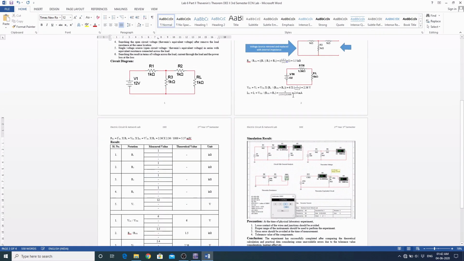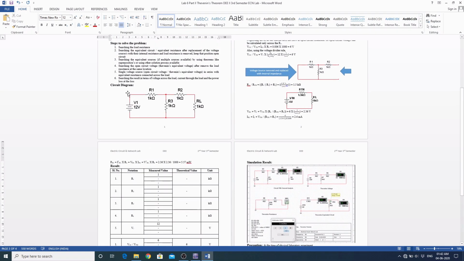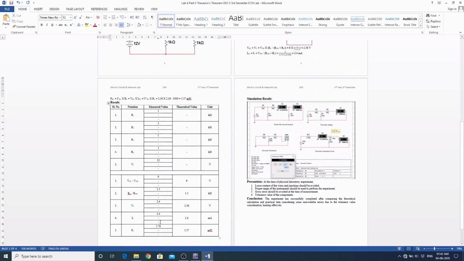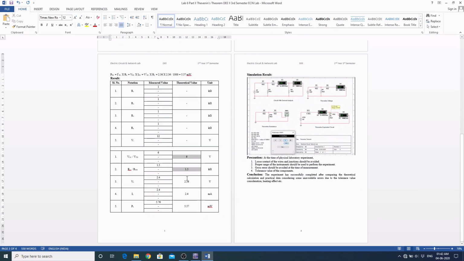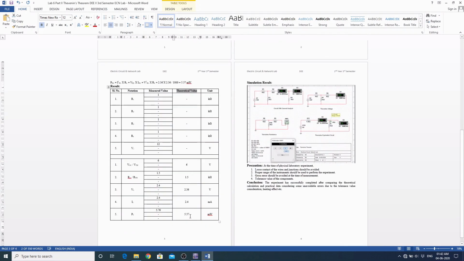Whatever values I have found out are noted over here. This was the value of R1, R2, R3, RL and V1, whatever is available in our question, so it is already noted down, and the calculated values are noted over here. It is marked in this column as theoretical value. Whatever theoretical values I got from this calculation, I put over here, and this is the measured values. If you perform the experiment in the laboratory on the physical kits, then you have to take the readings by using multimeters, or by using the voltmeter, ammeter and the ohm meter.